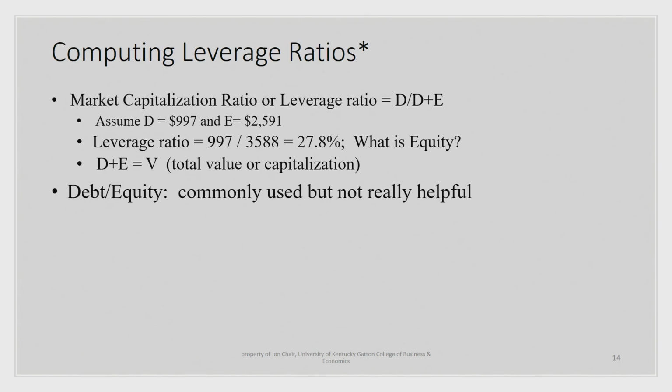The other ratio that's commonly used is debt to equity. So in our case, if we were looking at debt to equity, we would be looking at the 997 to 2591. In finance, that is occasionally used. It's used quite a bit in what I would call conversation. I don't think it's terribly helpful.